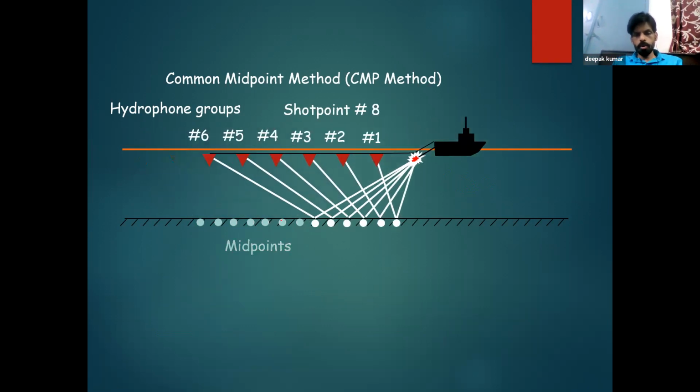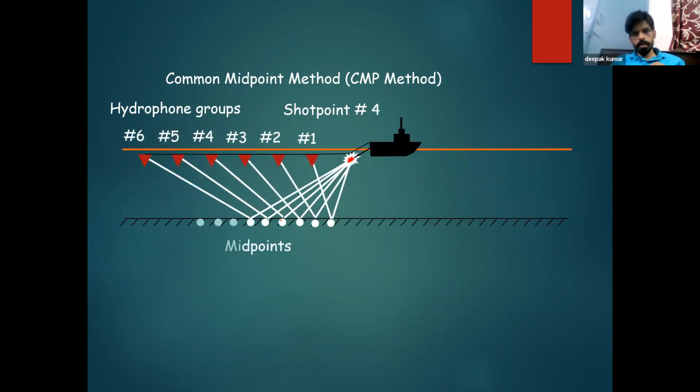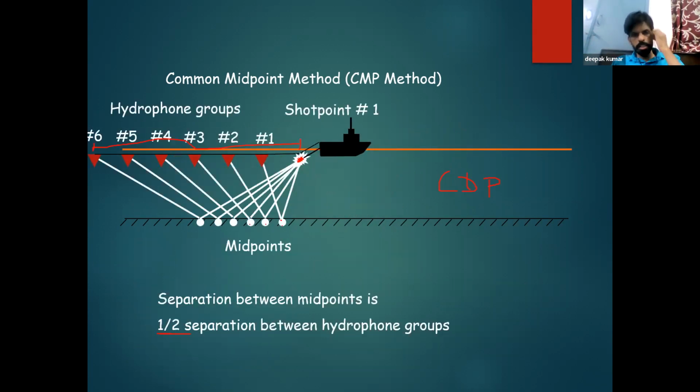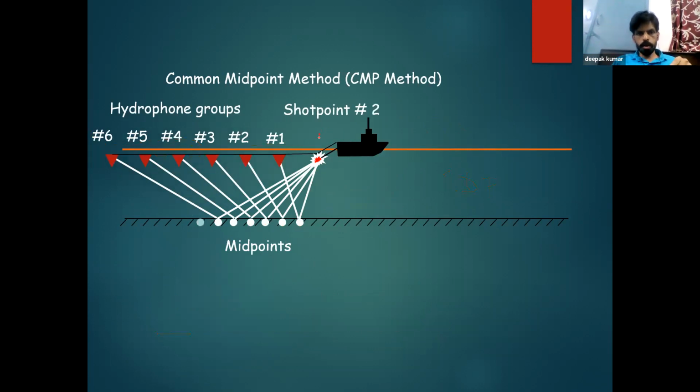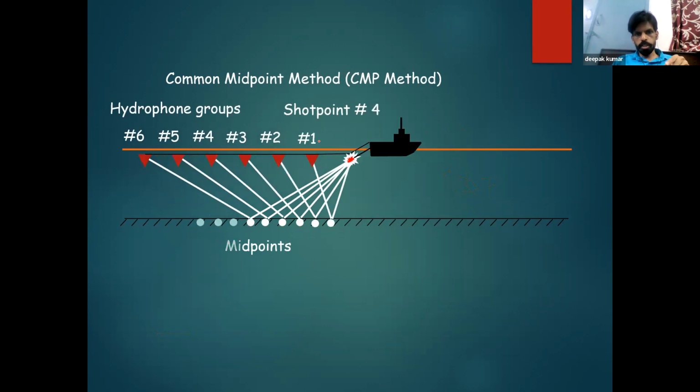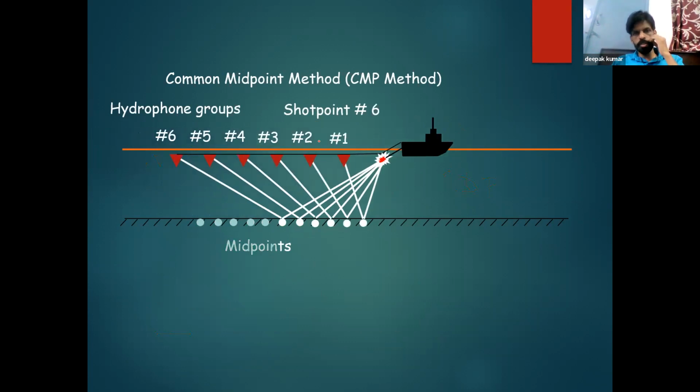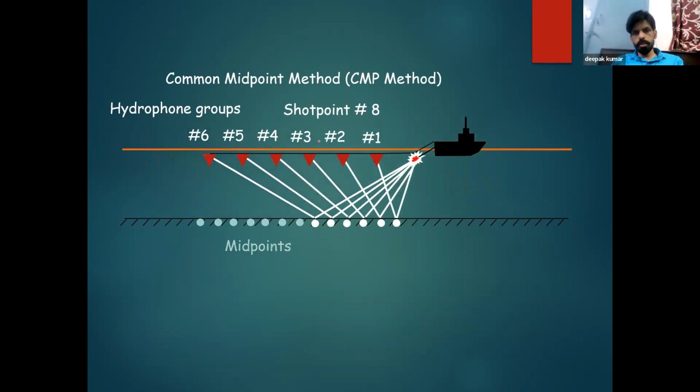Shot point 8. So what you saw is that the ship is moving, and so is the shot point. This was the initial position of my shot point 1, so this becomes SP1. Then shot point 2, this becomes my shot point 2. Then shot point 3, 4, 5, 6, 7, 8. So you see how marine seismic data is acquired.